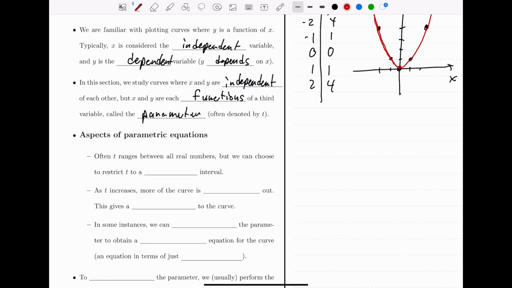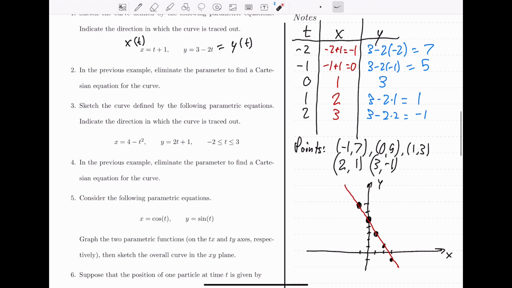So, often the parameter value t ranges between all real numbers, but sometimes we can choose to restrict t to a finite interval. This will give us just a finite portion of a curve. So in the example that we just worked through, if we had restricted the values of t to just be from -2 to +2, then we would only get a line segment. We would get this segment of the line, not an entire infinitely long line. So we could say that t just ranges from -2 to +2, and that would result in just a finite line segment.